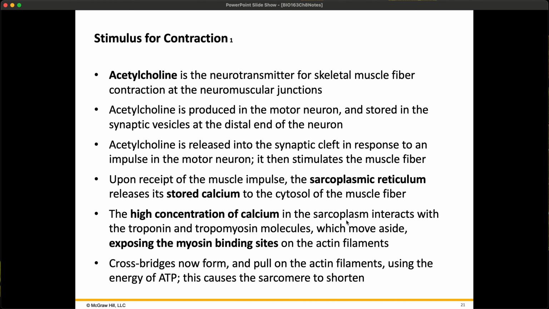Sarcoplasmic reticulum has a lot of calcium. It has a high concentration of calcium in there. They kind of pump it in. And so that's what allows, like I said, the exposing of the myosin binding sites. Once the binding sites are out of the way, the cross bridges can form. Myosin pulls on actin, and then that causes sarcomeres to shorten. The energy, ATP again, is allowing those myosin heads to release and rebind pretty quickly.